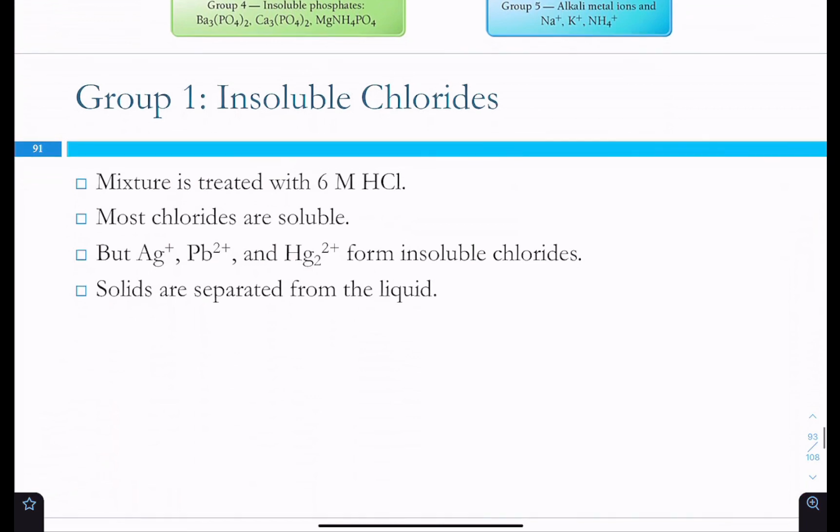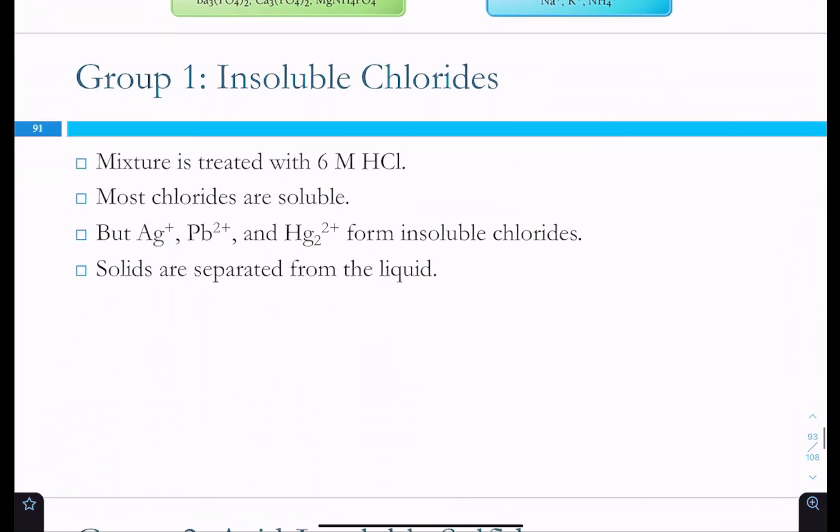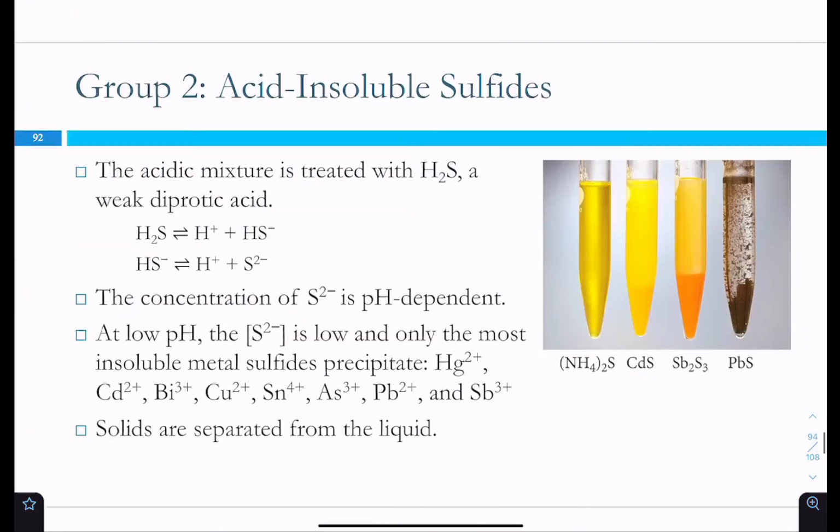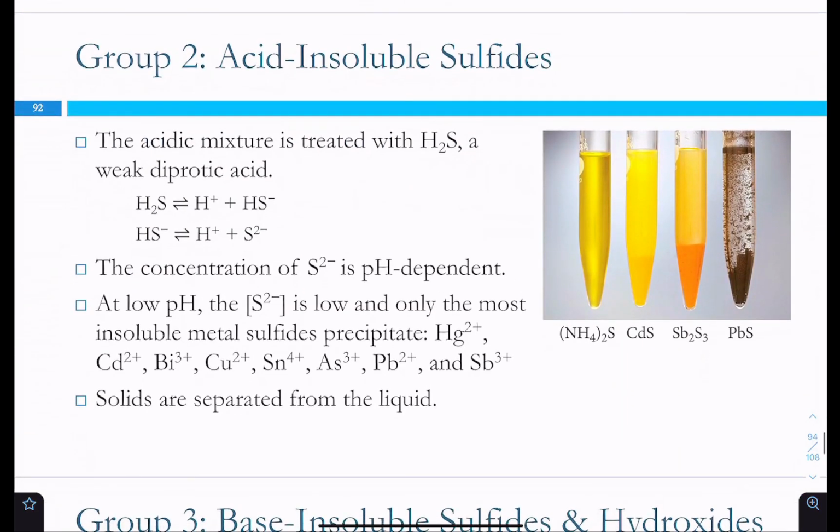So that's going to separate out these 3 from the solution. So you've got your master solution, you add some hydrochloric acid, and you get a precipitate. So you know that you had either lead, silver, or mercury. So you separate those solids from the liquid by decanting and move on to the next group. So these are acid-insoluble sulfides. So, right, we added hydrochloric acid that acidified the whole solution so that we could look at these sulfides next.